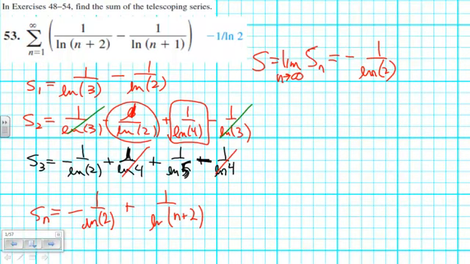So anyway, it ends up that the sum of the telescoping series is negative 1 over the natural log of 2.